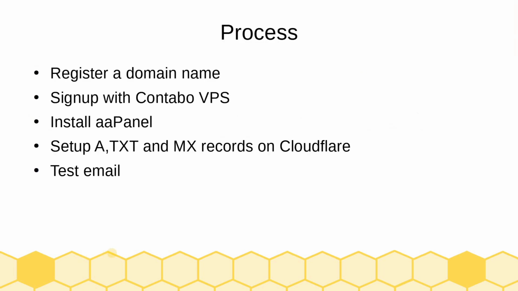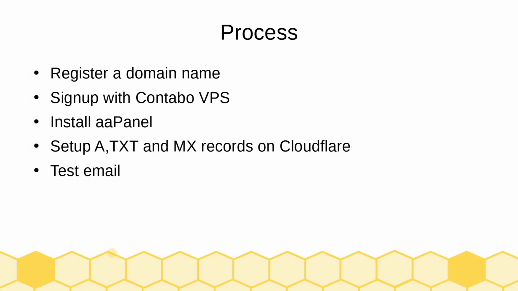Here is the process. First thing you need to do is to register a domain name. You can use Namecheap or your favorite domain registrar. Next, you need to sign up with Contabo Cloud VPS. Contabo Cloud VPS by default has an open port 25 so that you can send emails.